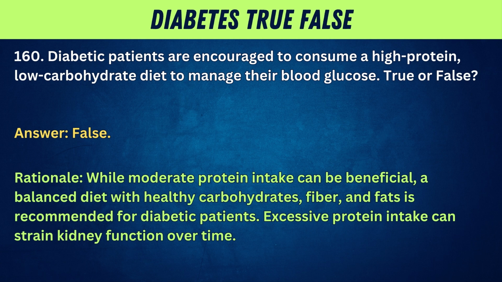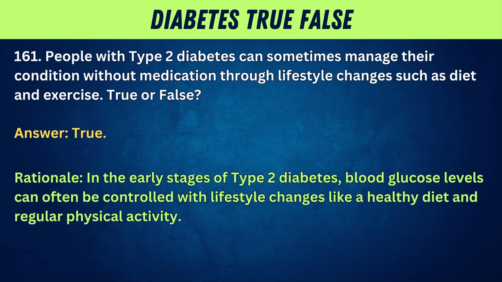Rationale: while moderate protein intake can be beneficial, a balanced diet with healthy carbohydrates, fiber, and fats is recommended for diabetic patients. Excessive protein intake can strain kidney function over time. 161. People with type 2 diabetes can sometimes manage their condition without medication through lifestyle changes, such as diet and exercise. True or false? Answer: true.